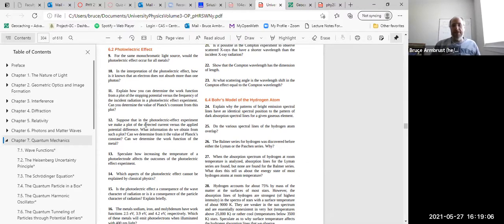Number 26 here says the Balmer series for hydrogen was discovered before either the Lyman or the Paschen series. And the question is, why? To answer this, we should probably know what those things are, the Balmer, Lyman, and Paschen series. I don't think I talked about these. I intentionally didn't talk about them, they just never came up. But did you guys figure out what they are? What are these different series?